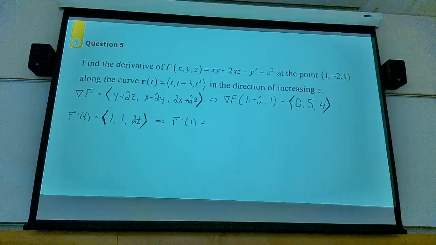R prime of 1. First off, I already kind of gave it away. It's R prime of 1. So let me ask you this: how did I get t to be 1? We want to find the unit tangent at the point, so how did I determine t was 1?